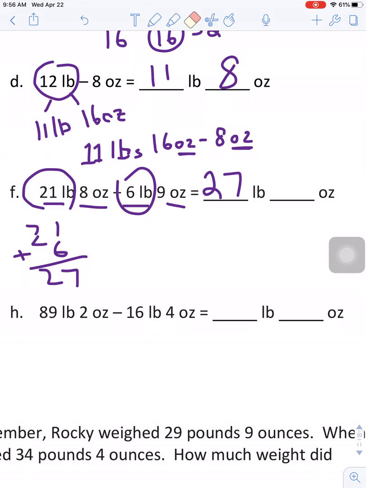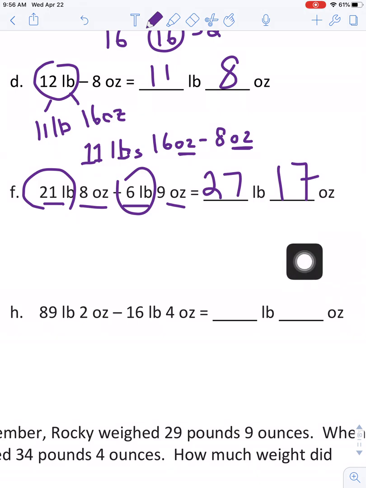Now I'm going to erase that because I'm going to need more space here. 27. Now I need to do my 9 ounces plus my 8 ounces. So 9, 10, 11, 12, 13, 14, 15, 16, 17. Again, yeah, I'm using my fingers. Don't judge. 17 ounces. Well, this is the same thing as last time. I recognize that this 17 is more than 1 pound.